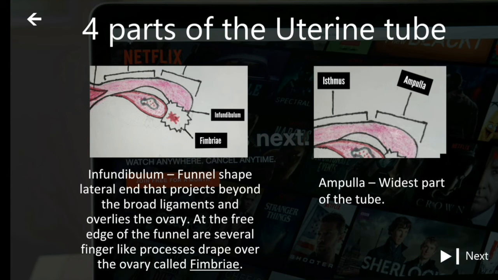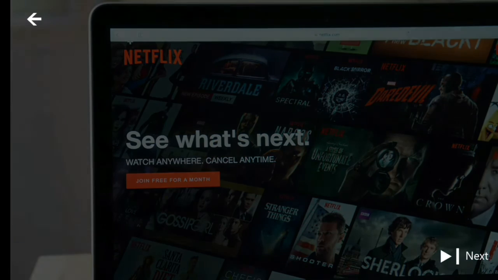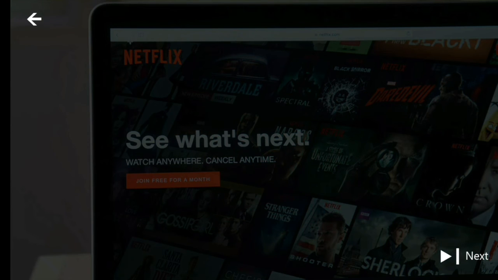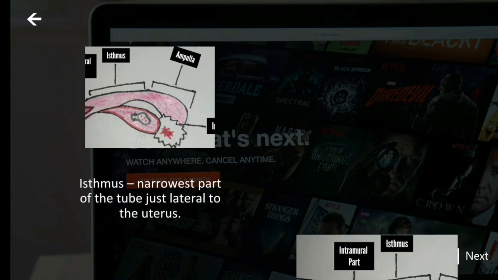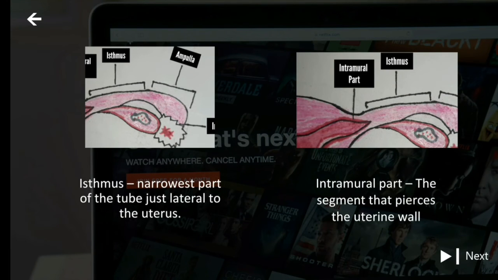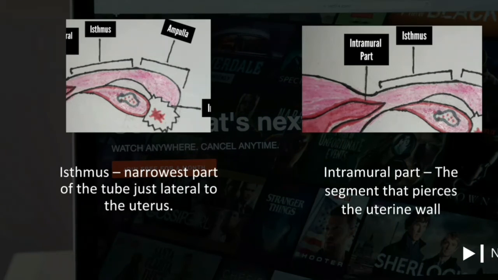Next is the ampulla. It is the widest part of the tube. The third one is the isthmus, the narrowest part of the tube just lateral to the uterus. And lastly is the intramural part, the segment that pierces the uterine wall.